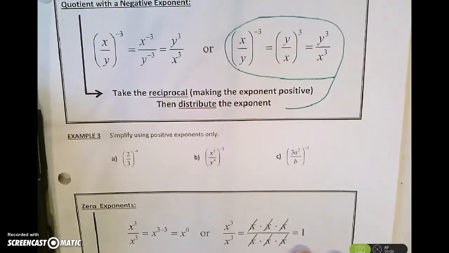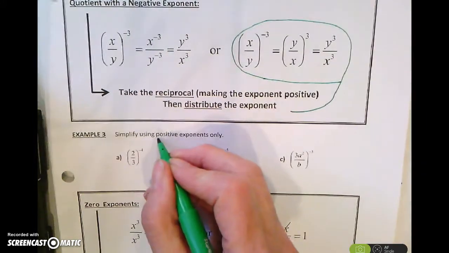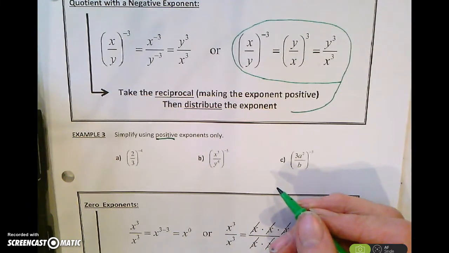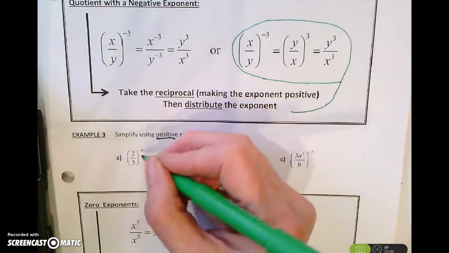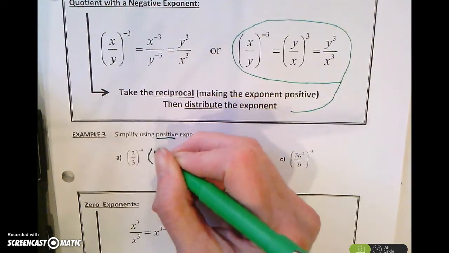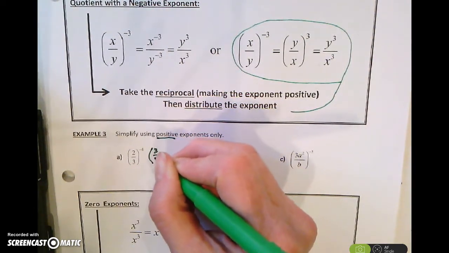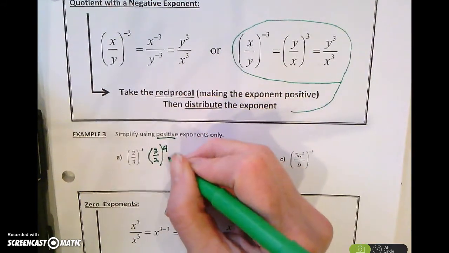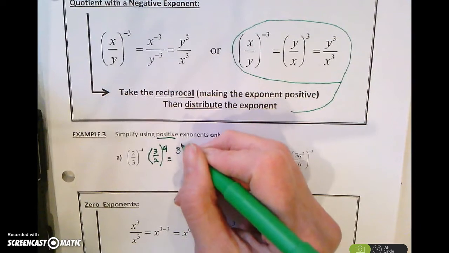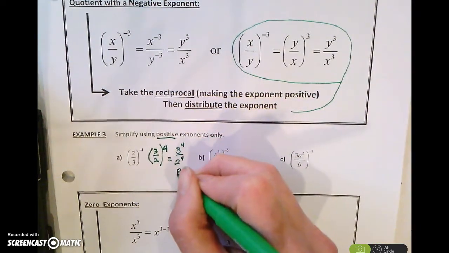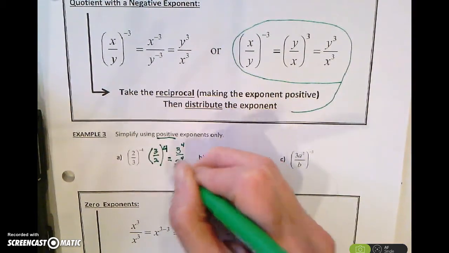Example 3, simplify using positive exponents. Now you'll know it'll always say that from here on out. We want to always have positive exponents. So here I have my quotient raised to the negative 4. So I will flip it. Now get the reciprocal, 3 halves, and it will be raised to the positive 4. Then I will have 3 to the 4th over 2 to the 4th, and that's going to be 81 over 16.